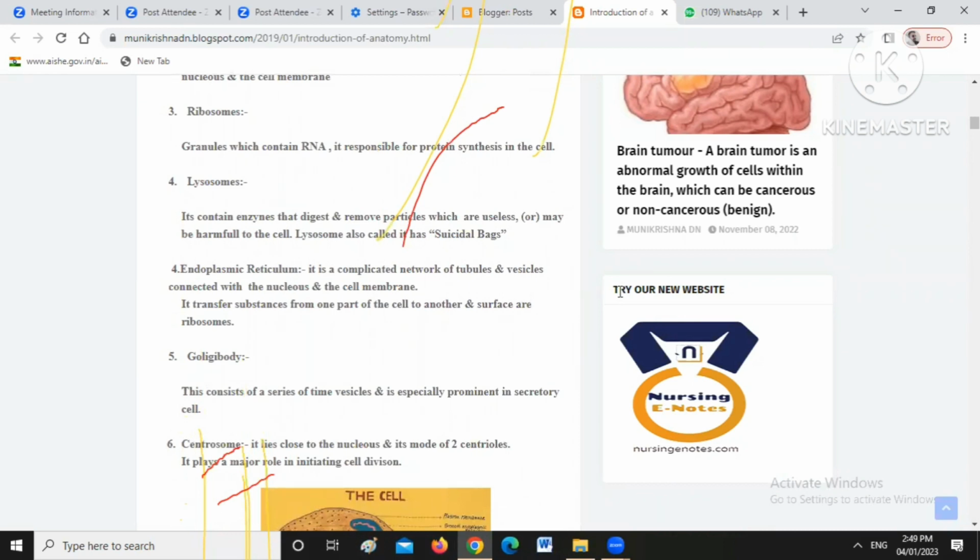Lysosomes we also call suicidal bags. Why do we call them suicidal bags? Lysosomes contain enzymes that digest and remove particles which are useless or maybe harmful to the cell. The particles that harm the cell are removed by the lysosomes, and the cell is going to die. That's why we also call lysosomes suicidal bags.